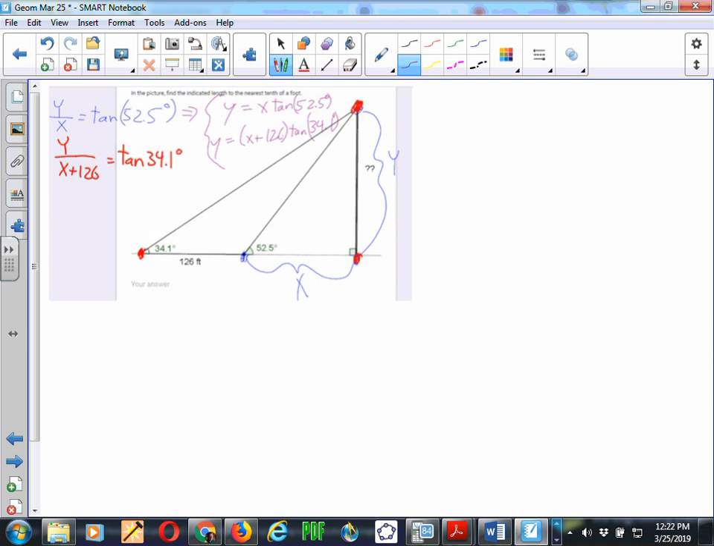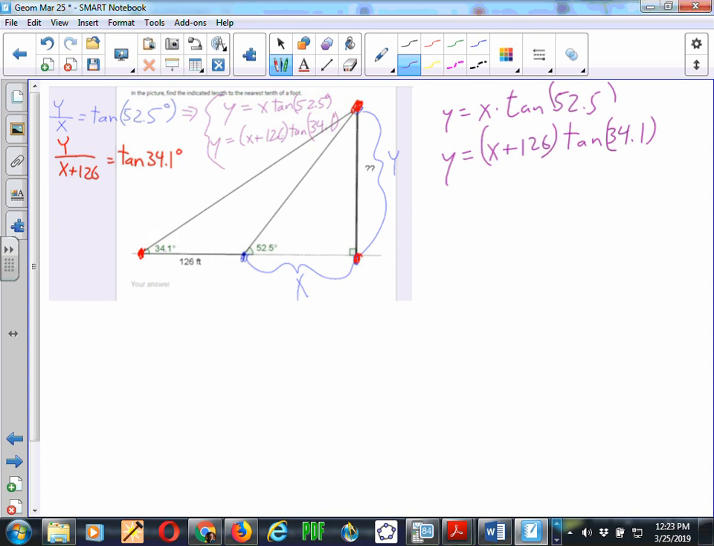So anyway, what we have is these two linear equations. If we take y equals x times the tangent of 52.5 and y equals x plus 126 times the tangent of 34.1. What do you know about solving two linear equations and two unknowns? Plug in, put one together.